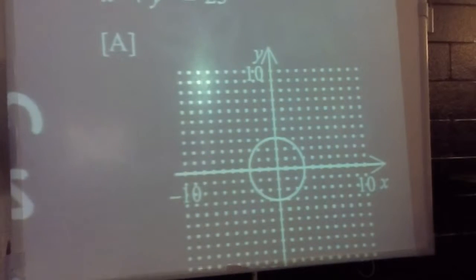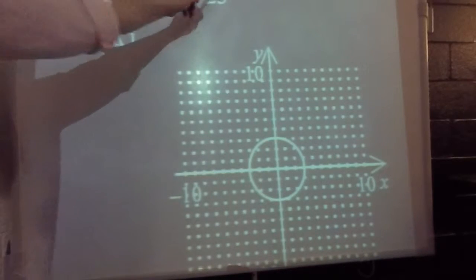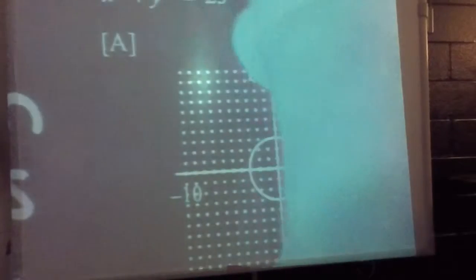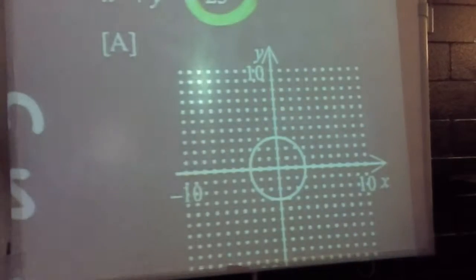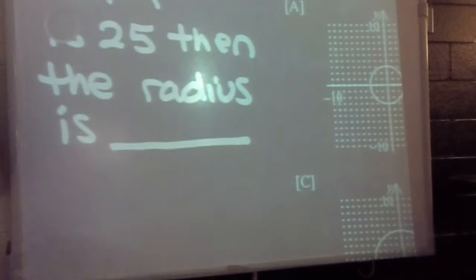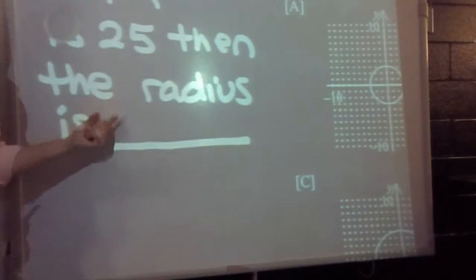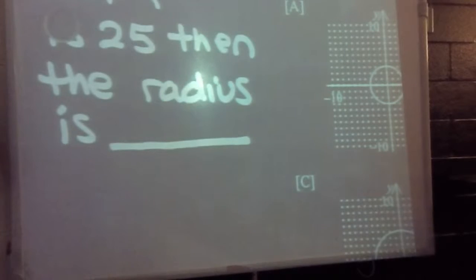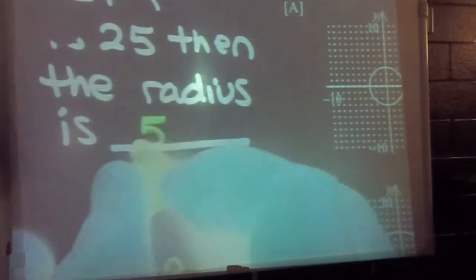It says x squared plus y squared equals 25. Here's the key. That is the r squared. That is the radius squared. So if the radius squared is 25, what is the radius? 5. R squared, you square root it. If r squared is 25, the radius is 5.